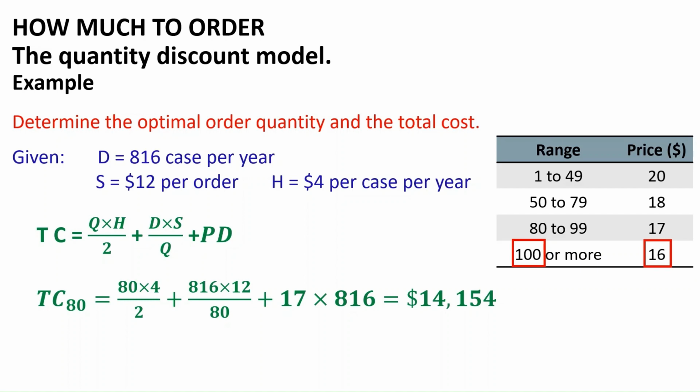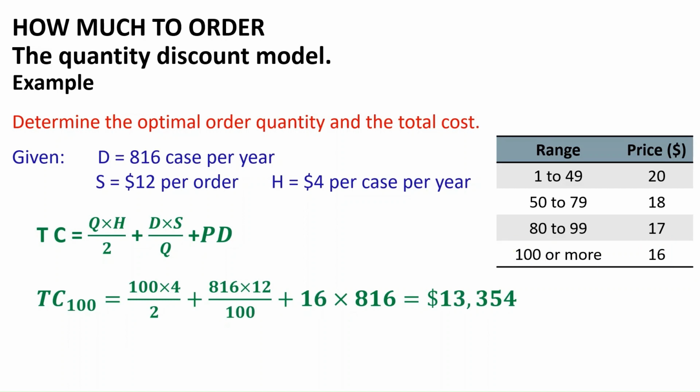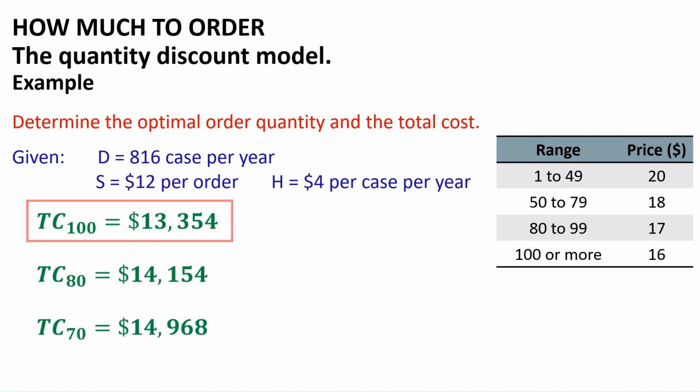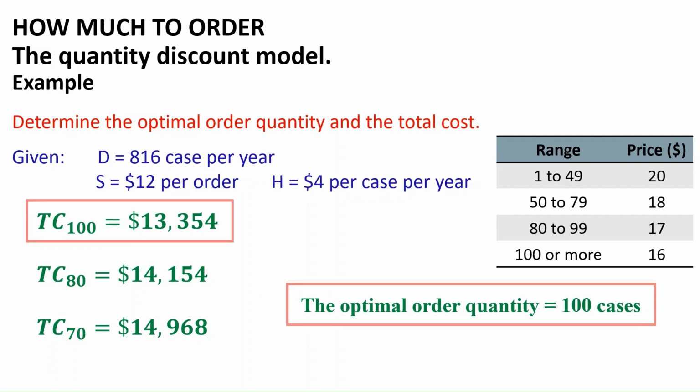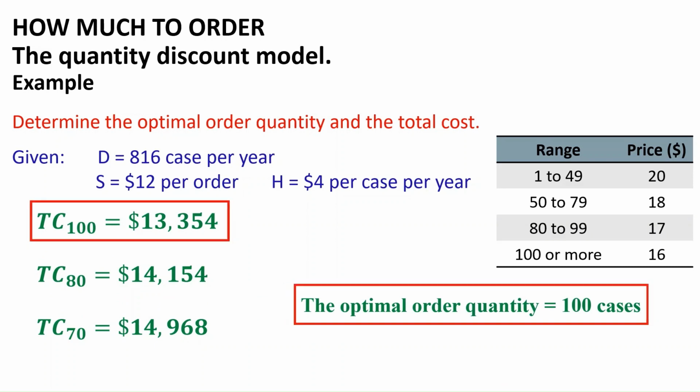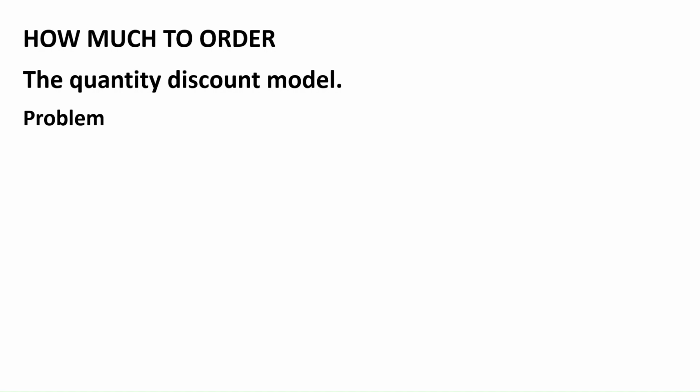cost at that price break will be, TC 100 equals 100 multiplied by 4 divided by 2 plus 816 multiplied by 12 divided by 100 plus 16 multiplied by 816 equals $13,354. Because 100 cases per order yields the lowest total cost, ordering a quantity of 100 cases per order is the overall optimal order quantity. And the corresponding total cost is $13,354.